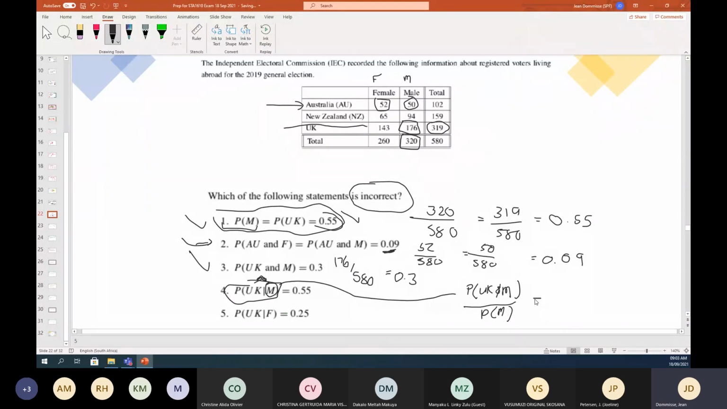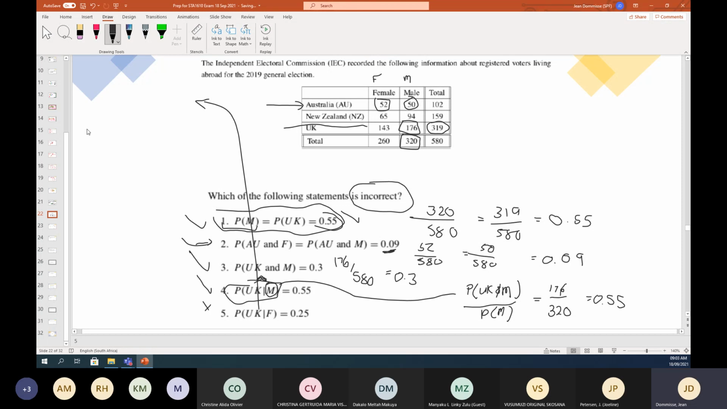Okay, so the probability of UK and M is 176 divided by the probability of M, which is 320. So hopefully 176 divided by 320 gives us 0.55. Okay, so that one is also correct. So that one will be incorrect, but let's just do that.